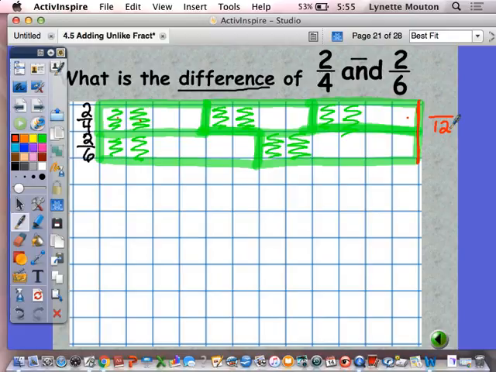That's our new denominator. And to find out our new numerator, let's get rid of these so we can't see them. Our new numerator, we count the shaded parts. 1, 2, 3, 4, 5, 6. So we now have 6/12 has replaced the 2/4.